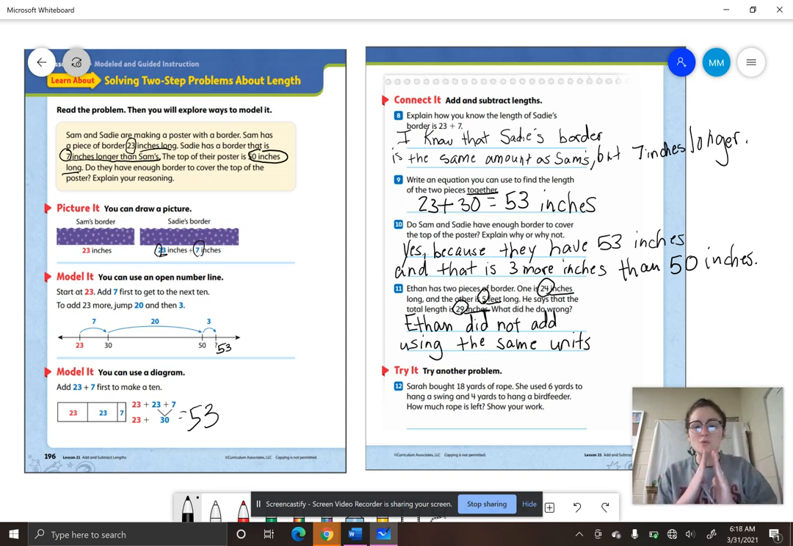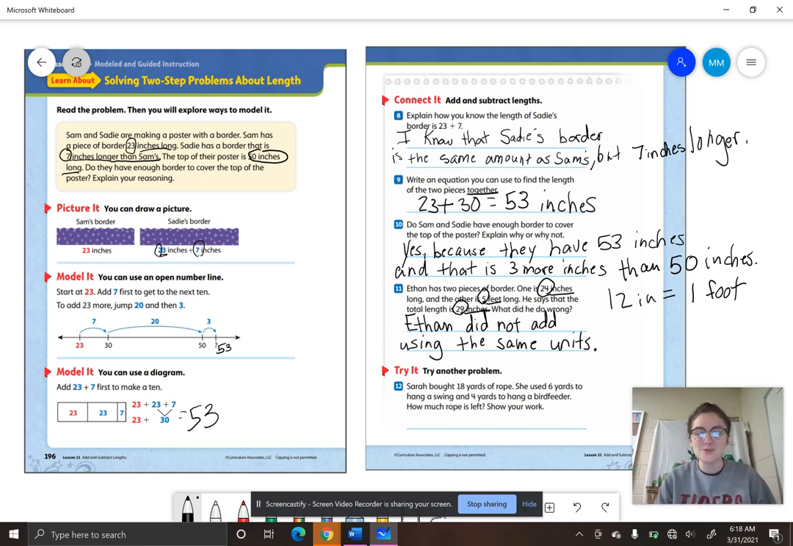Inches, are they shorter or are they longer than feet? They're shorter. Remember, 12 inches is the same as 1 foot. Okay, so 24 inches would be 2 feet. So we could find it in feet, but the units have to be the same.